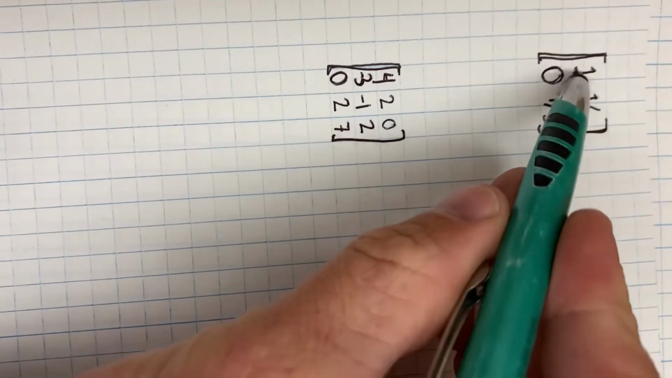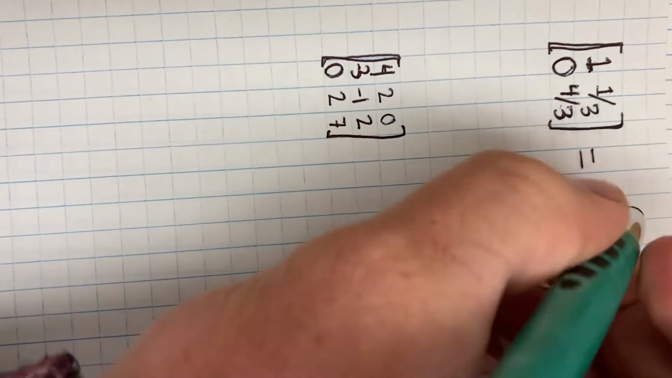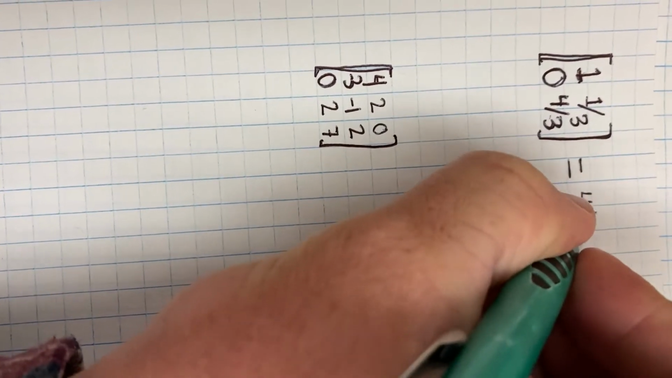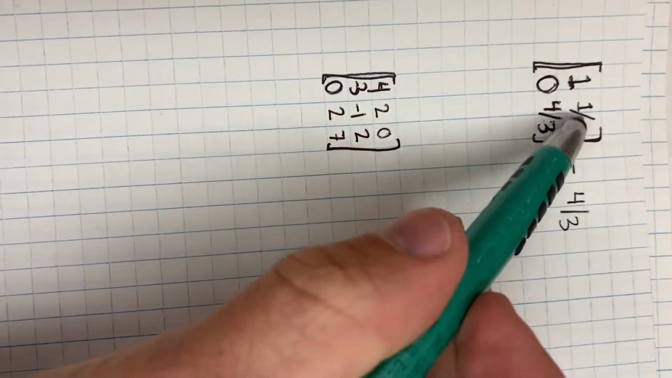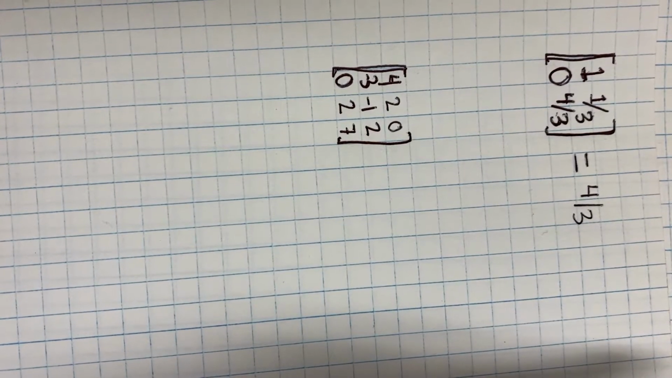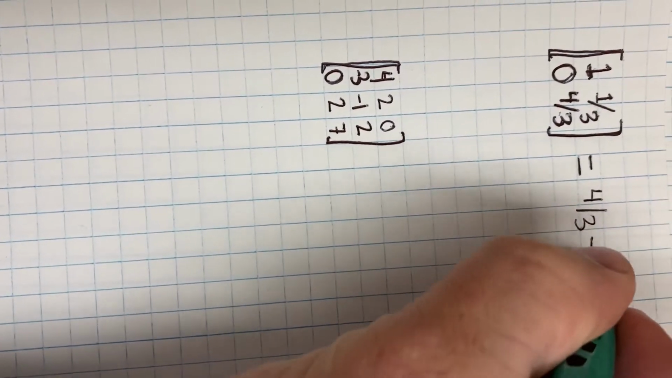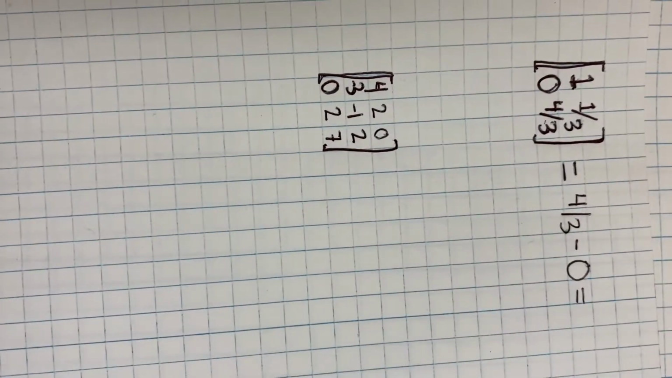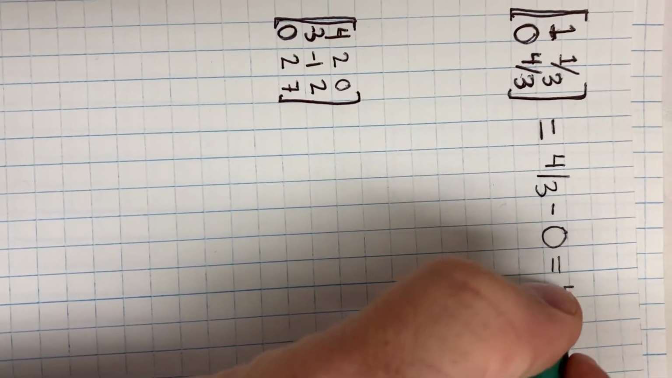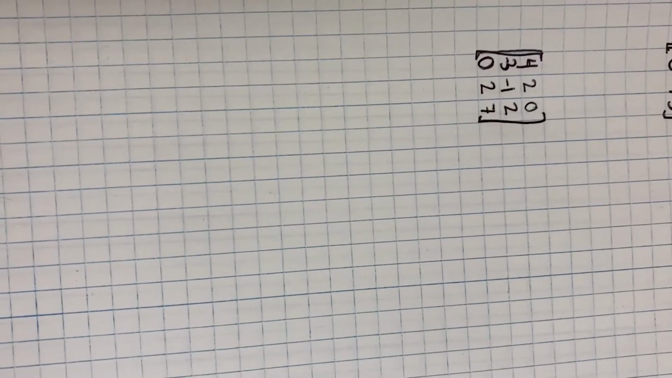All I'm going to do is multiply a times d for the first one. So 1 times 4/3, I get 4/3. And then I'm going to subtract these opposite two here. So a times d minus b times c, which is 0. So in this case, my determinant was 4/3, or as my calculator likes to say, it was 1 1/3.